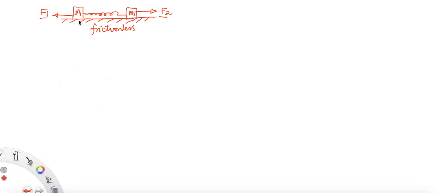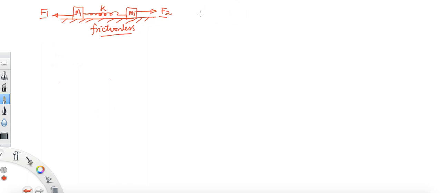In this problem, two blocks of masses m1 and m2 are connected through a spring of spring constant K and are kept on a frictionless surface. Both the blocks are pulled with forces F1 and F2 respectively. We are required to find out the maximum elongation in the spring during subsequent motion.